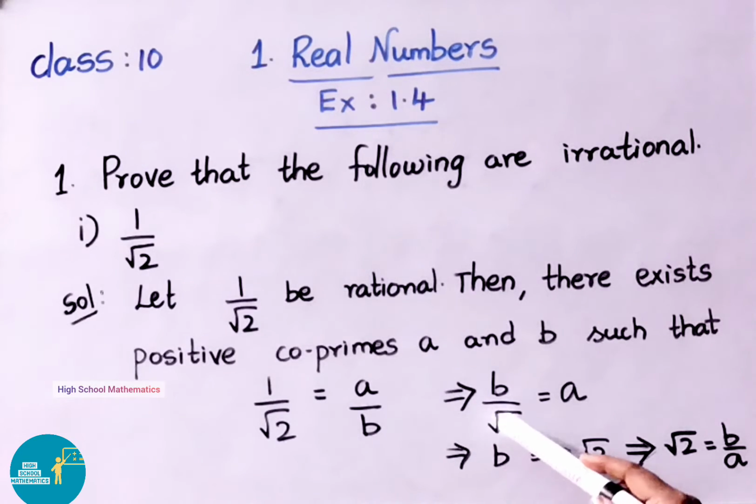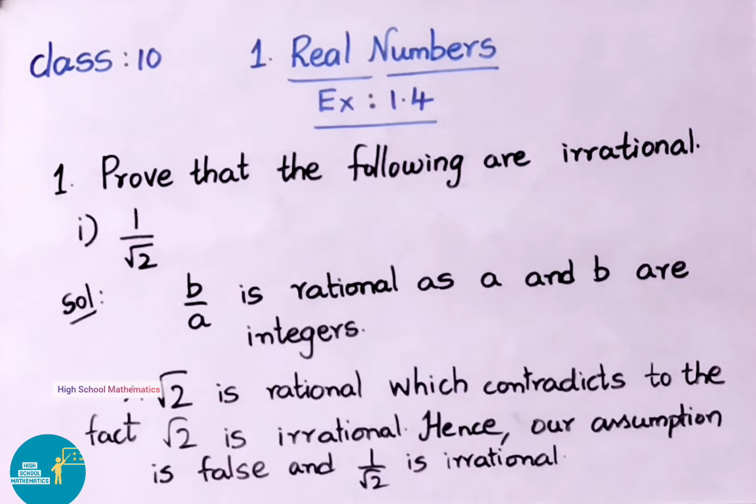Here the denominator square root of 2 is there. On transposing it became multiplied. So B equals A into square root of 2. That implies square root of 2 equals to, here A is going to multiply, on transposing it becomes divided by. So square root of 2 equals B by A. So we got square root of 2 equals B by A.